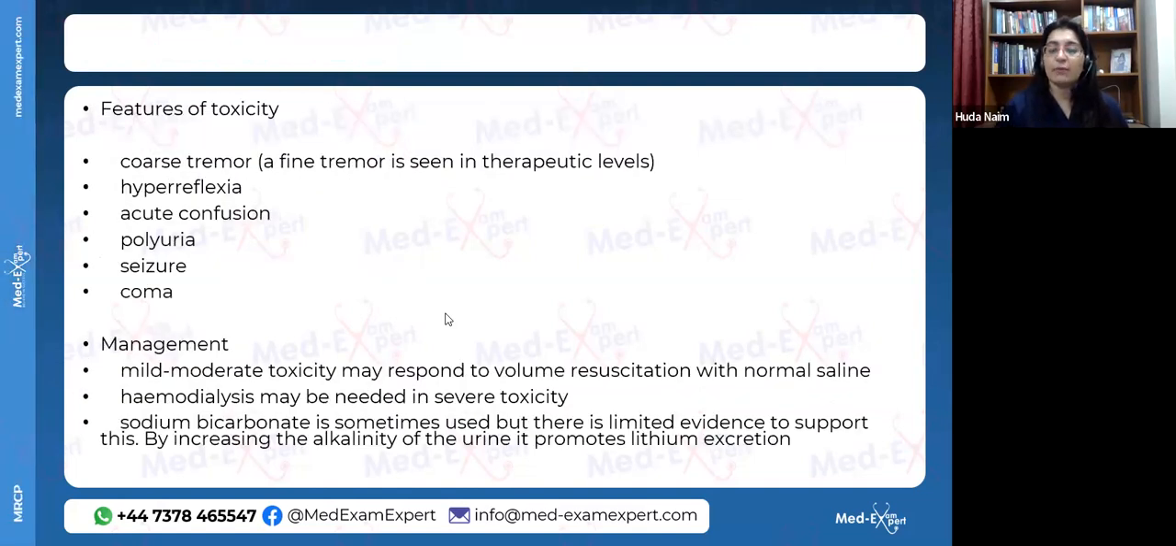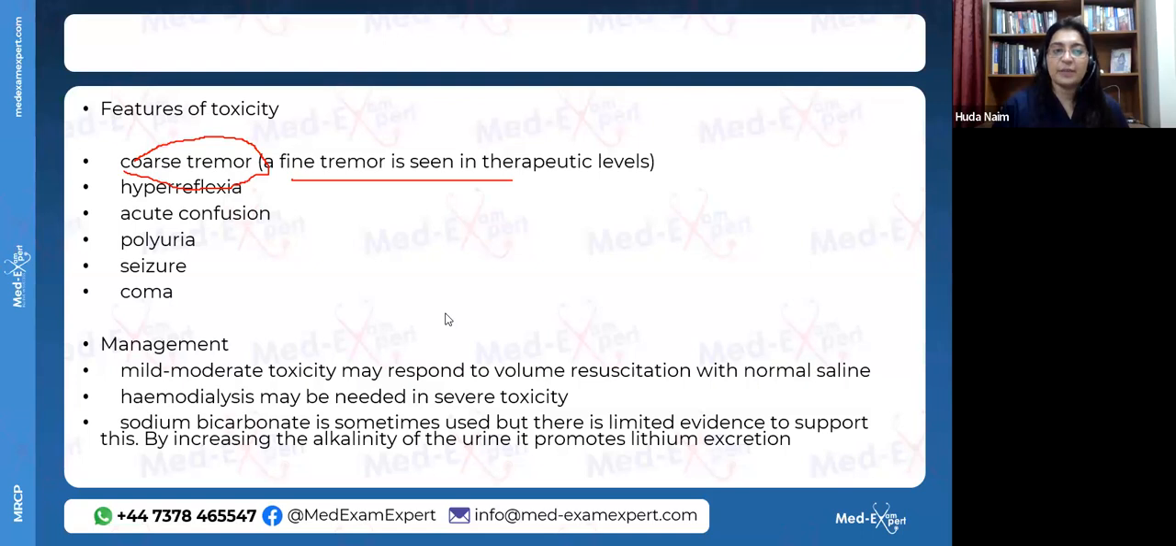And what are the features of toxicity? In toxicity, you would have a coarse tremor, okay? And if there's a fine tremor, that means that the patient's medication is in therapeutic level. So if they tell you that the patient initially had a fine tremor, but now has a coarse tremor, that means that earlier on the patient's dose was under therapeutic levels, but now the patient has started to develop toxicity, okay?